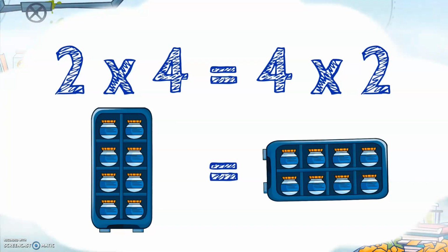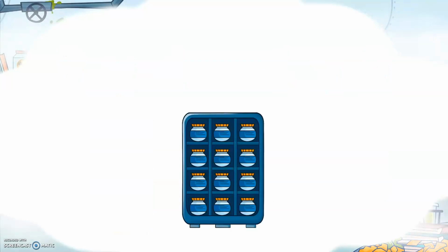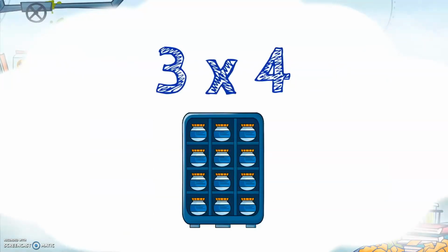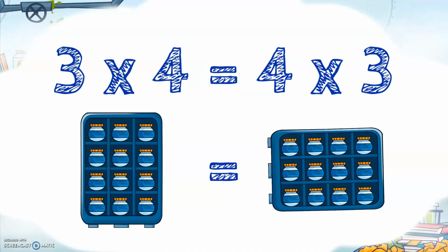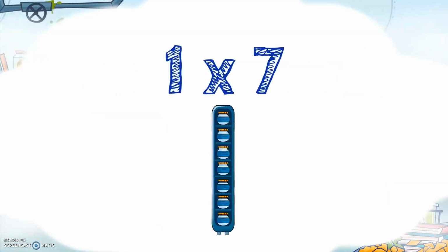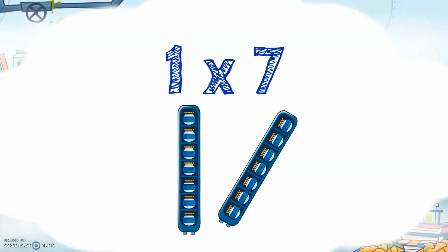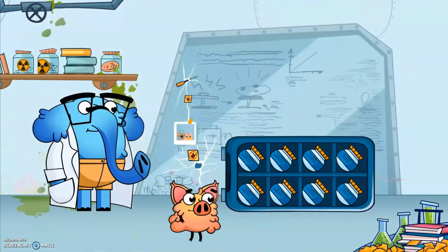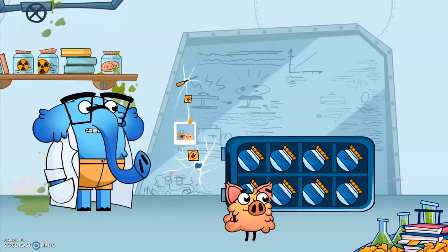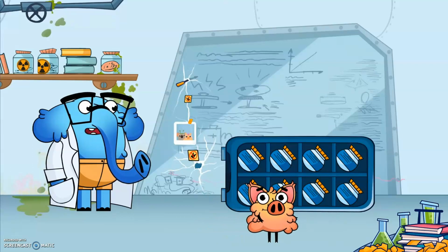This trick works with any combination of numbers. For example, this shelf has 4 rows of 3 bottles. That's 3 times 4. If we flip the shelf, there will be 3 rows of 4 bottles, and that makes 4 times 3. So then if we flip the shelf with 7 rows of 1 bottle, what will the problem be? 1 row of 7 bottles? Yes! And when we flip shelves, the number of total bottles doesn't change. This is the flip trick. You can flip numbers around in multiplication, and it doesn't change the answer. The answer's always the same.